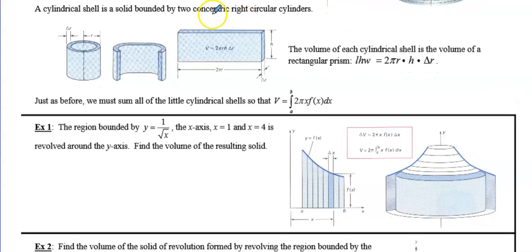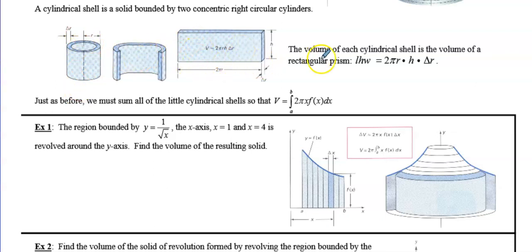So first of all, what is a shell? A shell is what I consider to be a hollow cylinder. We're going to rotate this, and yes, it looks a little bit like a washer, but what we're going to do is take this cylinder and slice it. Again, it's hollow inside. Then we're going to unfold it and it's going to become a rectangular prism.